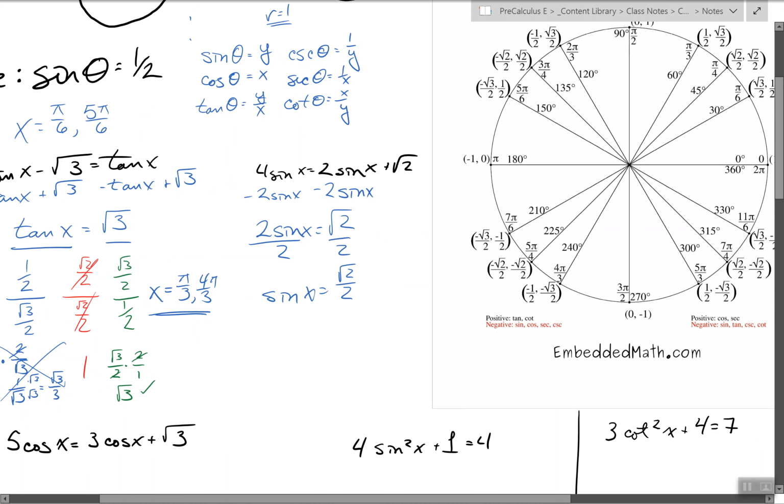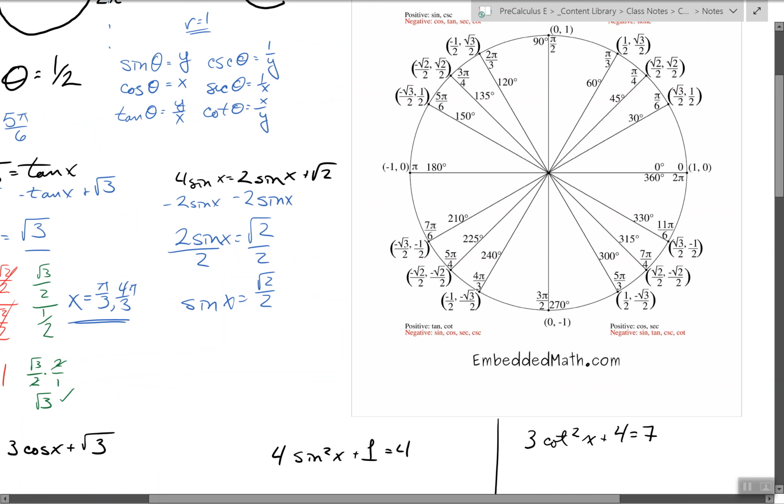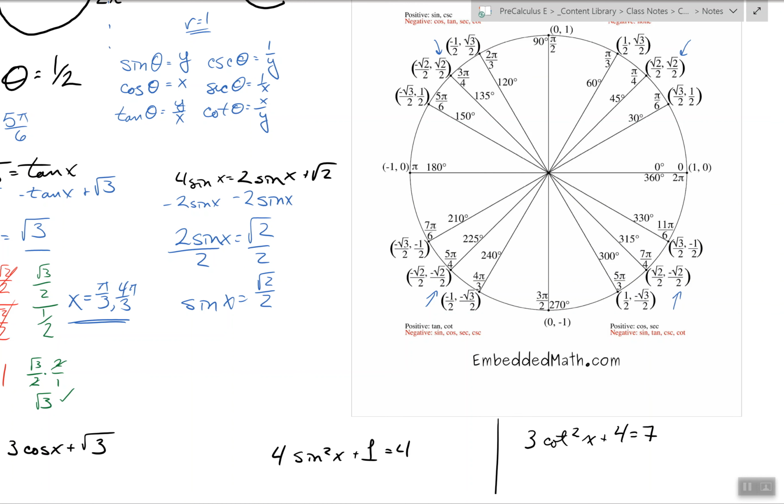Again, sine from our chart earlier is the y-coordinate, so we're looking on our unit circle for a y-coordinate that is positive square root of 2 over 2. So a y-coordinate of square root of 2 over 2 happens there at pi over 4, there at 3 pi over 4, there at 5 pi over 4, and again, one last time at 7 pi over 4. 5 pi over 4, though, and 7 pi over 4, they are negative square root of 2 over 2.